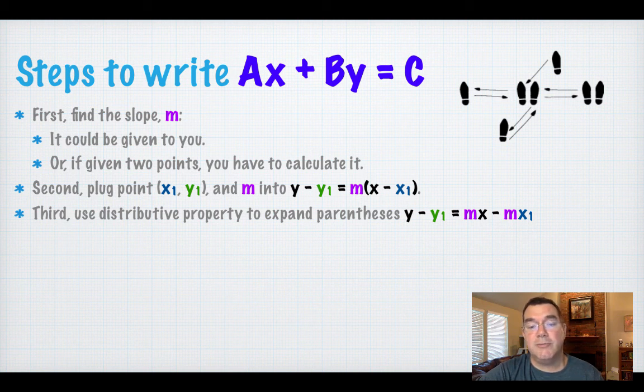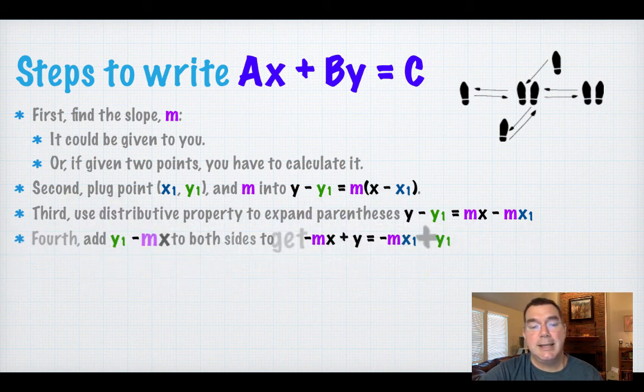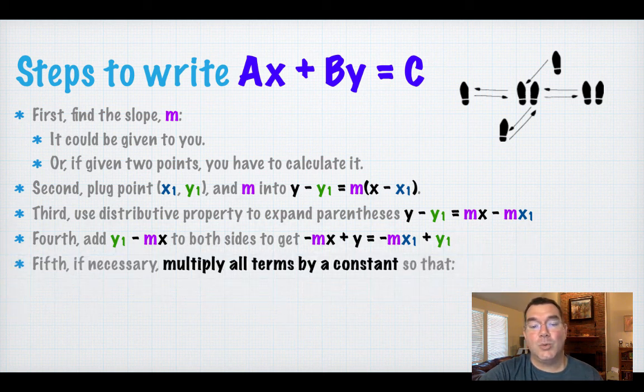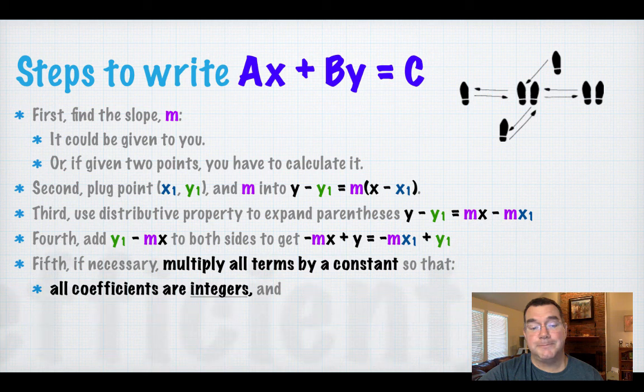So I use the distributive property to expand the parentheses. And then I make sure that all of my x's and y's are on the left like they're supposed to be, and there's a single constant on the right. And finally, if the numbers a, b, and c do not meet the requirements, like if they're not all integers, or if the first number isn't positive, then I have to multiply every term by some constant so that they actually do meet the requirements. And we'll go through some examples of that.